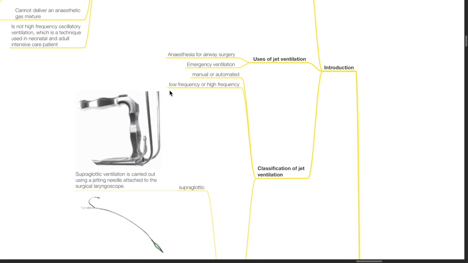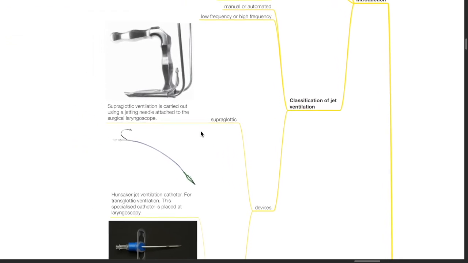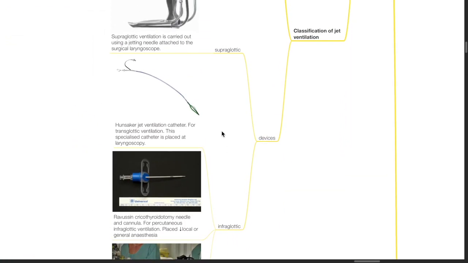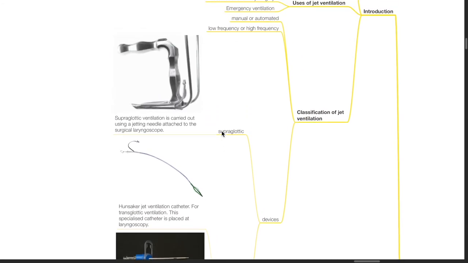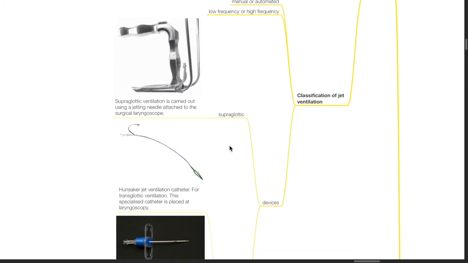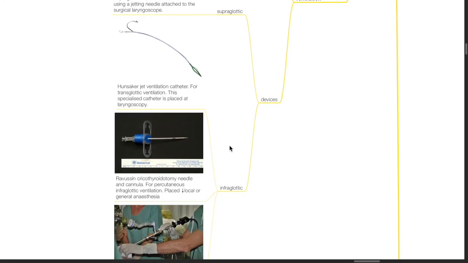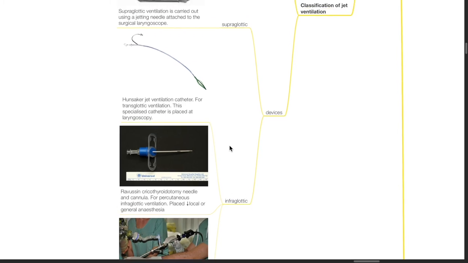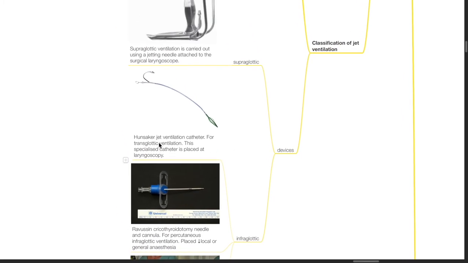Classification of jet ventilation includes manual or automated, low frequency or high frequency, and the devices can be classified as supraglottic or infraglottic. Supraglottic ventilation is carried out using a jetting needle attached to the surgical laryngoscope. Examples of infraglottic jet ventilation devices include a Hunsaker jet ventilation catheter, which is used for transglottic ventilation.